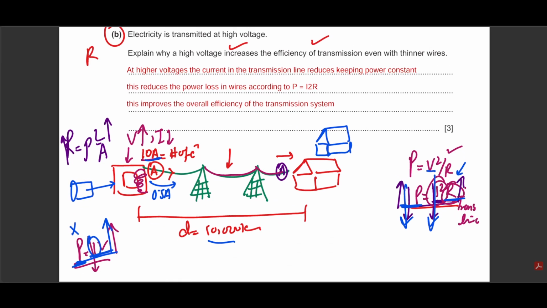So explaining all of these problems, the economic and the engineering side of this, it will be that at high voltages, the current of the transmission line reduces, keeping power constant. This reduces the power losses according to P equals I square R. Now, the problem is I can't really type I square R, so I've written I2R. So don't write I2R, write I square R. This improves the overall efficiency of the transmission system.